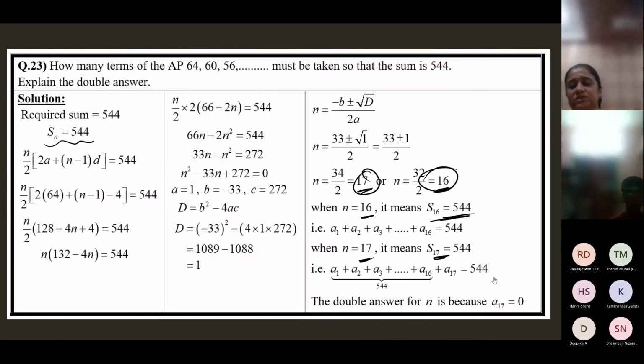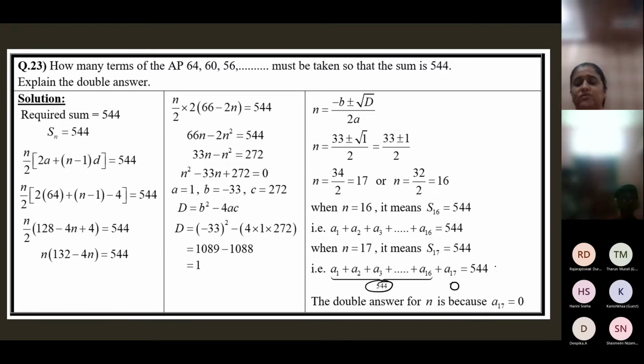So you can see the representation, children. You will understand. You can ask me if you have a question. So till here is 544. This one is 0. Plus 0 is 544. So the double answer for n is because A17 is 0. This is the reason. That's why 544 plus 0 is 544.